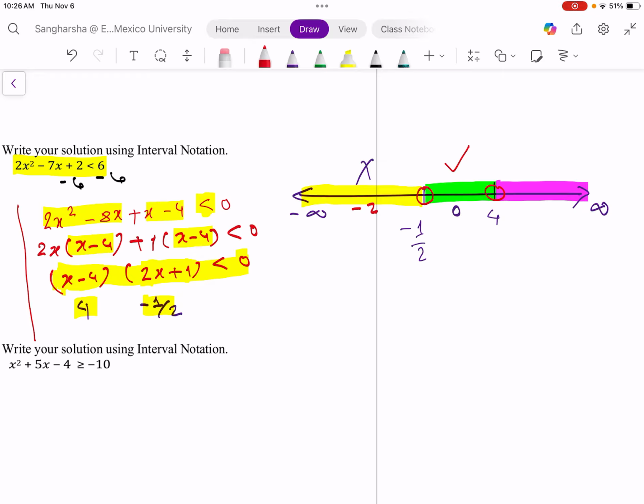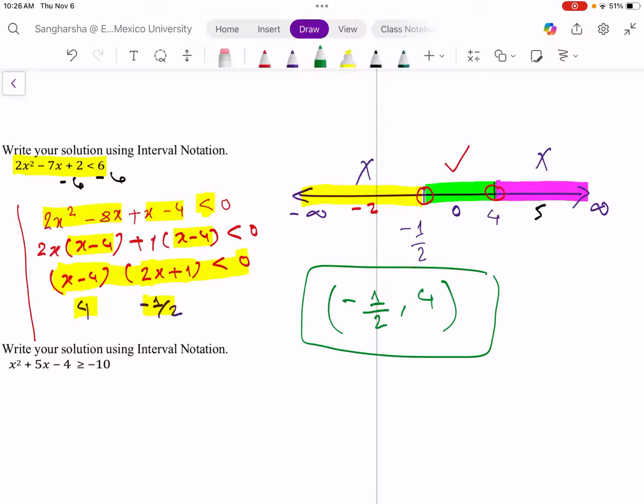Now, let's take 5. 5 minus 4 is 1. That's 10 plus 1, 11, times 1, 11 less than 0. That's false. So our solution is the green region, from negative 1/2 to 4, is the solution for this inequality. So this is how we solve our polynomial inequality.